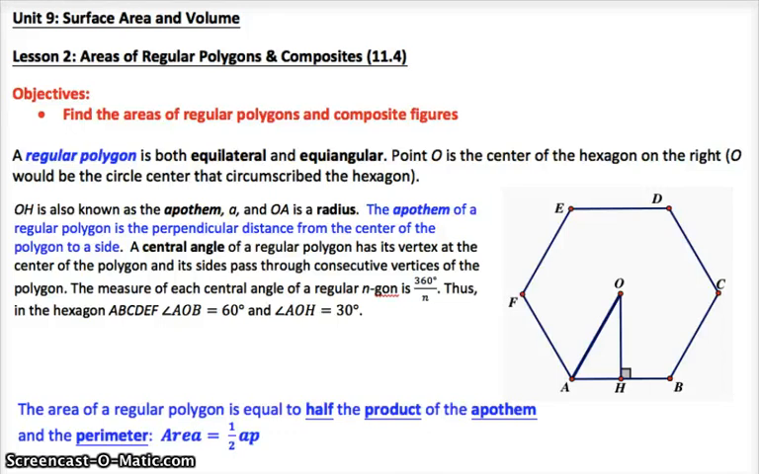Okay, second lesson of the volume and area unit. This one is about areas of regular polygons and composites. Composites are nothing to be scared about. Composites just mean this is the section where they throw in all kinds of funky shapes that are made up of other shapes, and you just have to cut them up and add them together, basically.